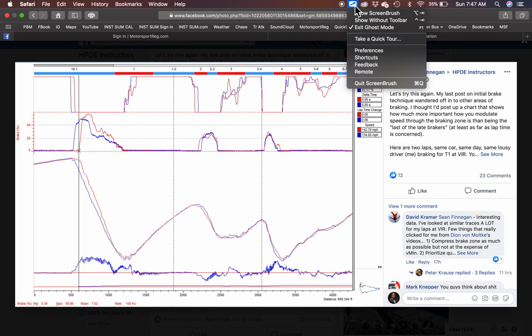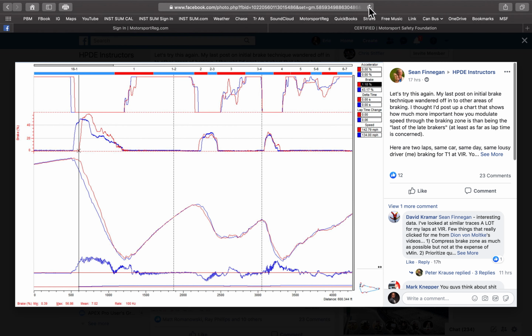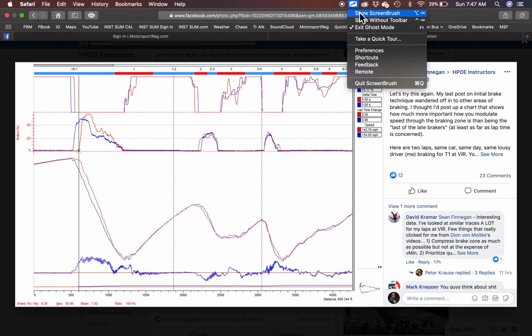Okay, getting tired of this crazy software. What's going on here? Show screen brush.